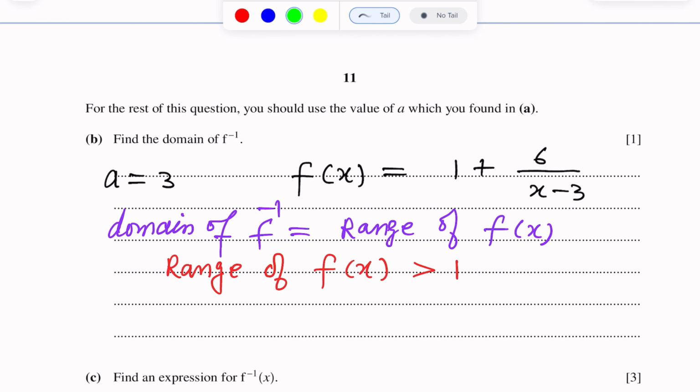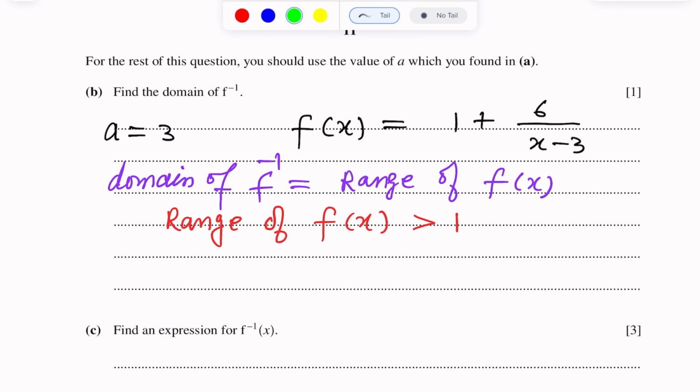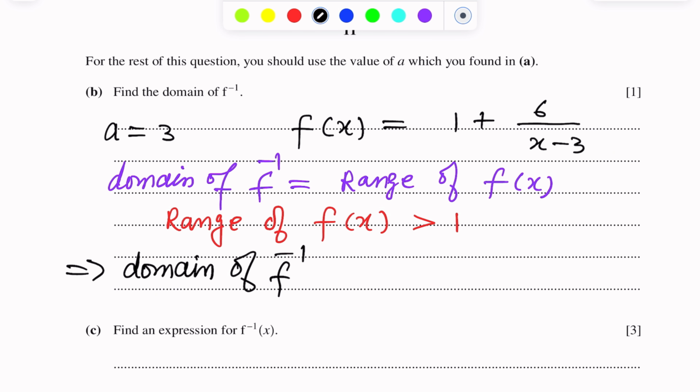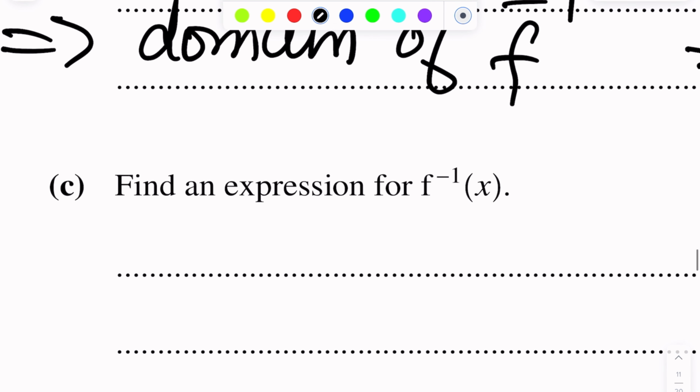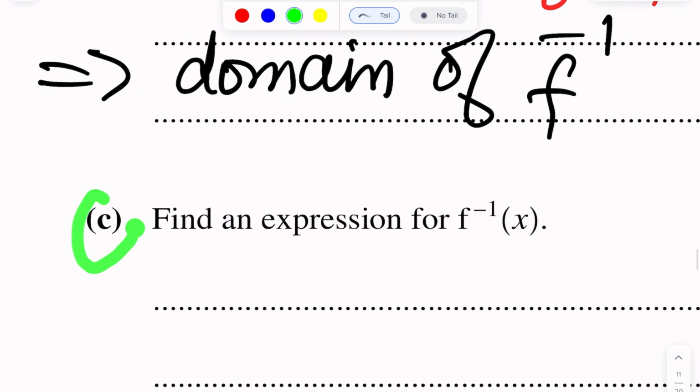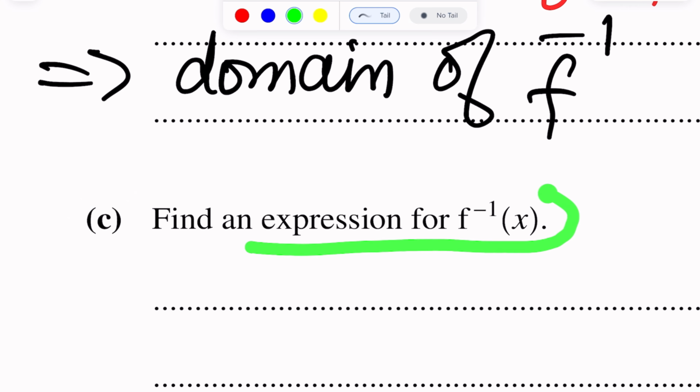So the domain of f inverse, we represent the domain by x. So the domain of f inverse will be x is greater than 1. This is the answer. Now the last part, part c of this question, is to find an expression for f inverse x.